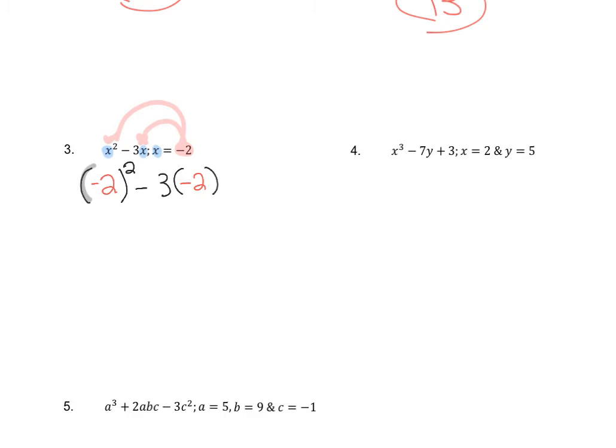So -2 times -2 gives me +4. And then this -3 times -2, I can look at this two ways. I can look at it as a minus sign in front of 3 times -2, or I can look at it as -3 times -2. I like to look at it as -3 times -2. So -3 times -2 is +6. 4 plus 6 is 10.